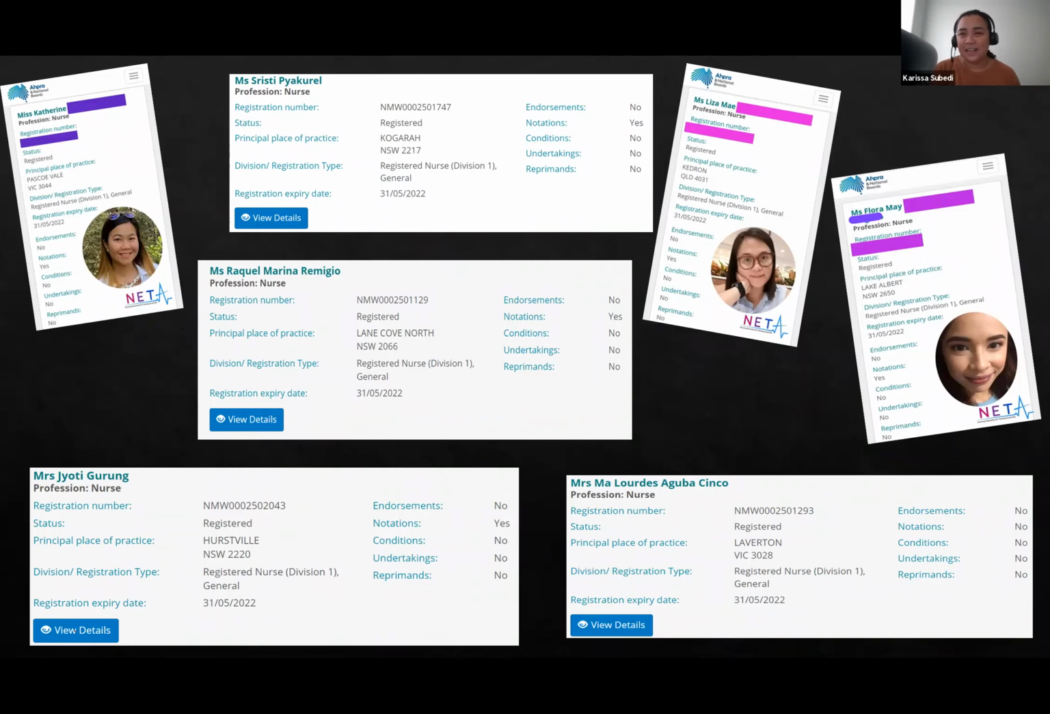And look at this. These are our Australian registered nurses that came through NETA. And we really, really want you to be in the APRA register. We want to search you. Early this morning, I searched a few of our registered nurses, and I couldn't fit them all here, but there are 11 of them.